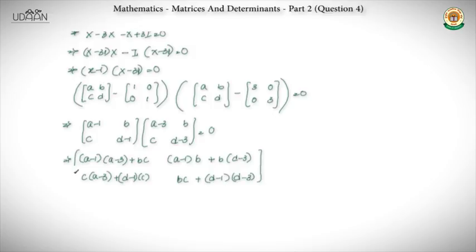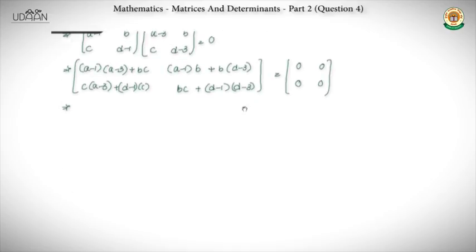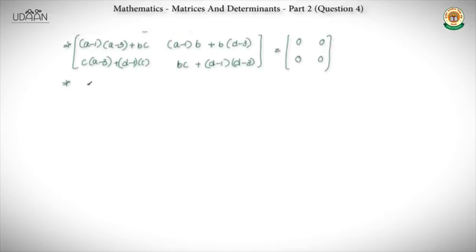So now this matrix has to be equated to a null matrix. That means all the elements of this matrix are equal to 0. So that'll give us 4 equations. Let's see what those 4 equations are. A minus 1 into A minus 3 plus BC equal to 0. And I'm writing this element below that, plus BC equal to 0.